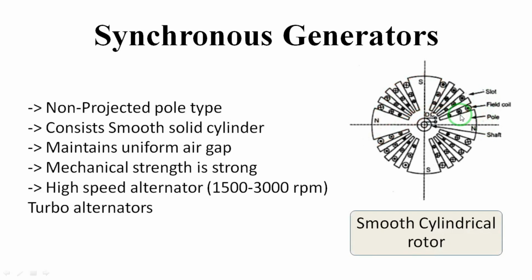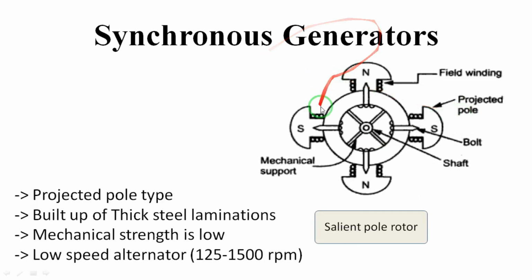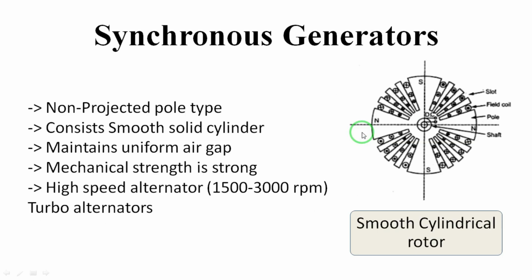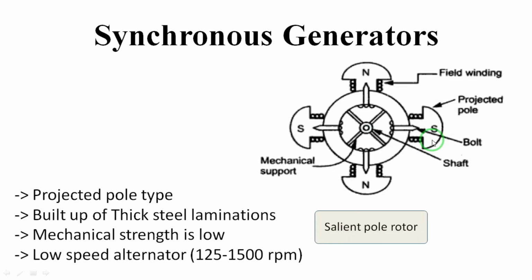Another name for the salient pole rotor is projected pole rotor. In this, the core part of the rotor is built up of thick laminated steel sheets, and the salient pole rotor is mechanically not a strong rotor. The strength of the rotor is very low compared to the other one, that is the smooth cylindrical rotor. Why? Because these poles have an air gap between the two poles.